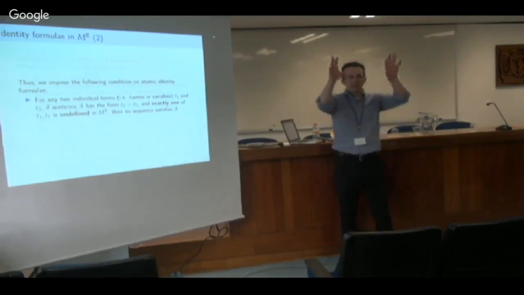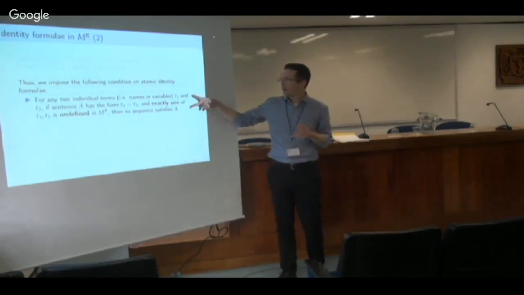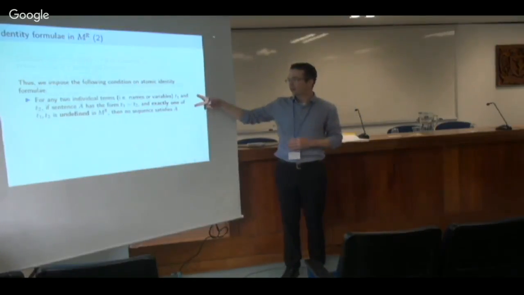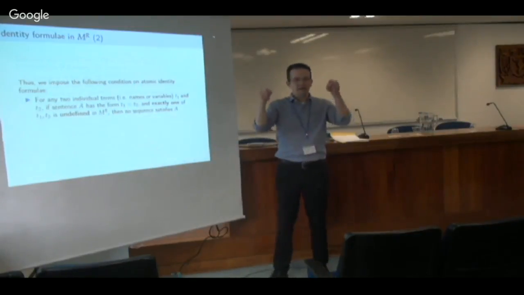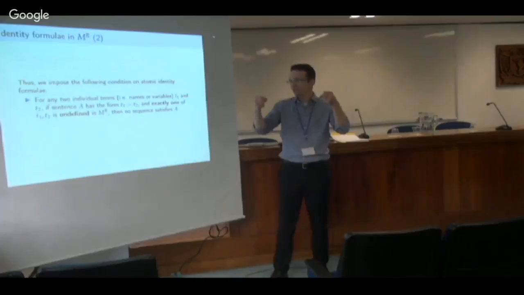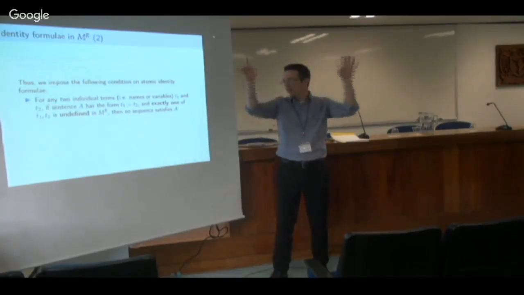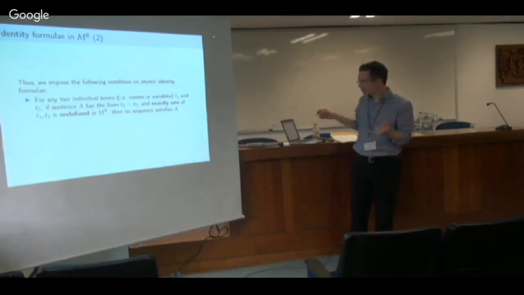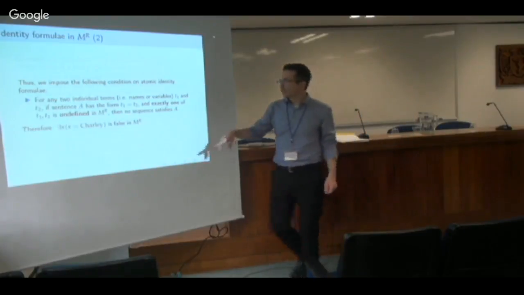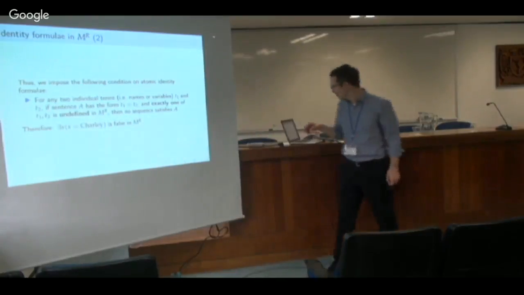Okay. Because it seems like nothing in the domain satisfies x equals Charlie, I impose the following condition on atomic identity formulas. So if you have a sentence of the form T1 equals T2, where T1 and T2 can be names or variables, if exactly one of T1 and T2 is undefined, then no sequence satisfies that formula, and therefore that formula will be false in the restricted model. Note that as a result, there exists an X such that X equals Charlie is false in the restricted model.